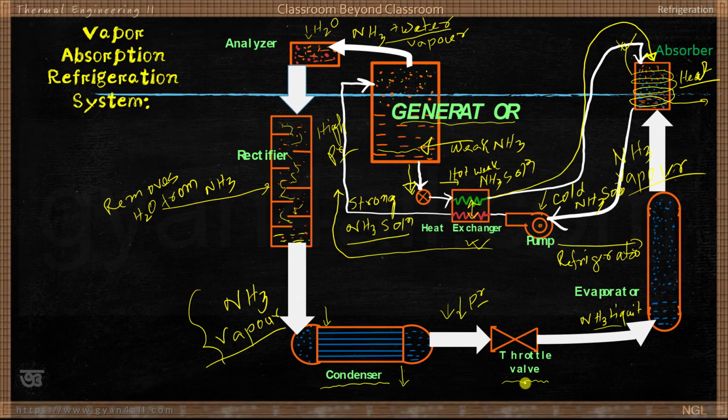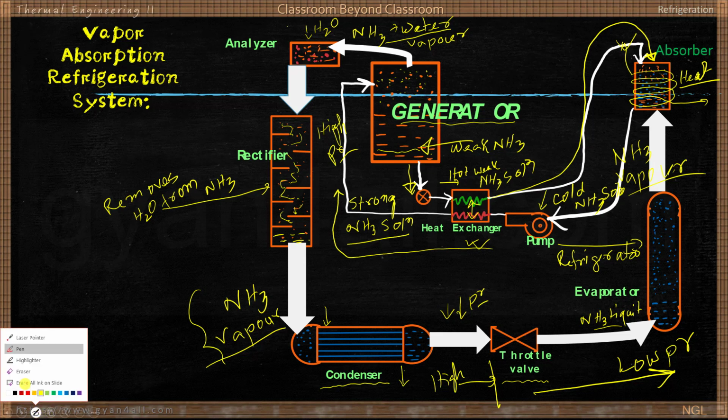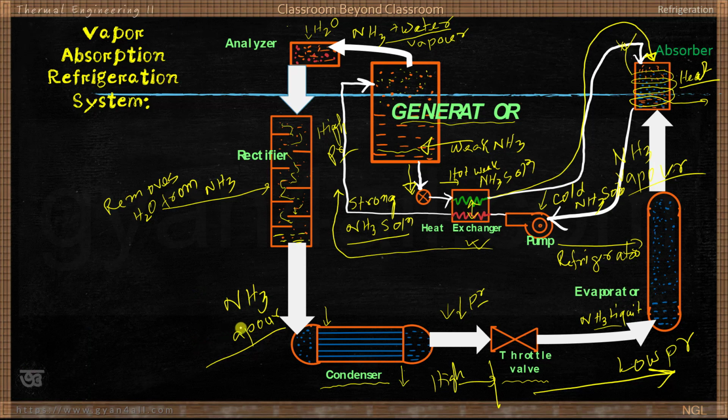So where does the low pressure start? From here it will be low pressure. Up to this point it is high pressure. From where is it high pressure? From the generator onwards, because the generator is producing high pressure ammonia vapor, and that pressure will decrease in the throttle valve. So this is the working principle of your vapor absorption refrigeration system.